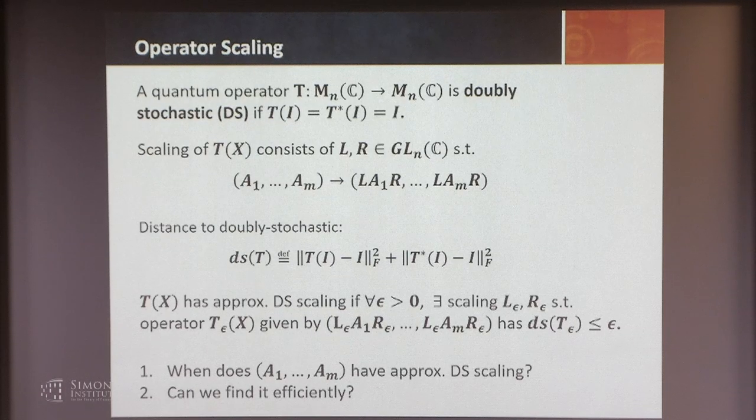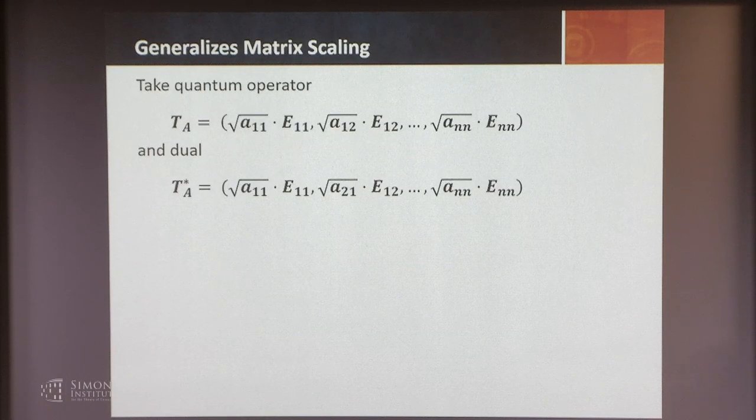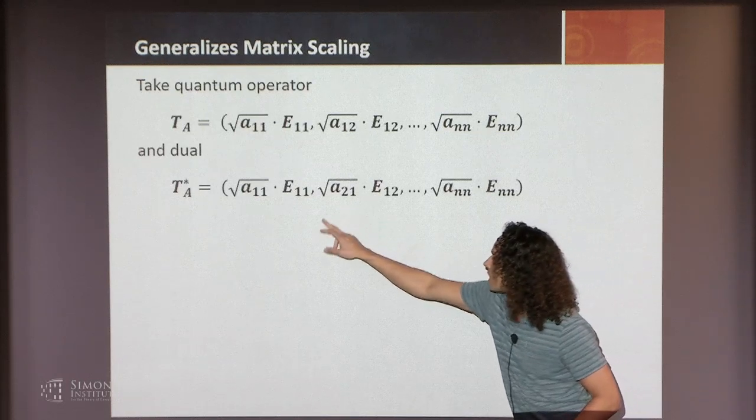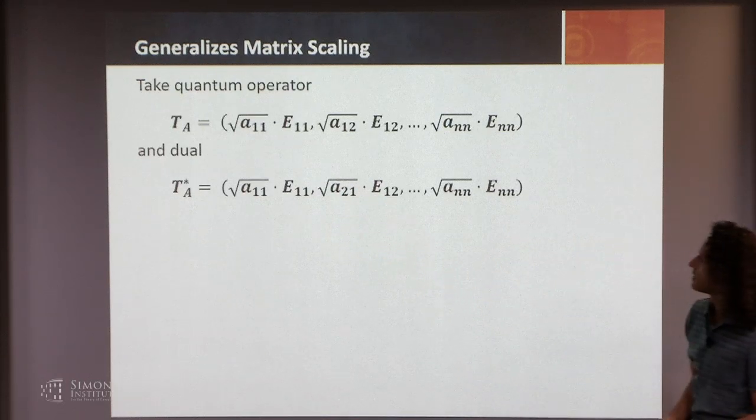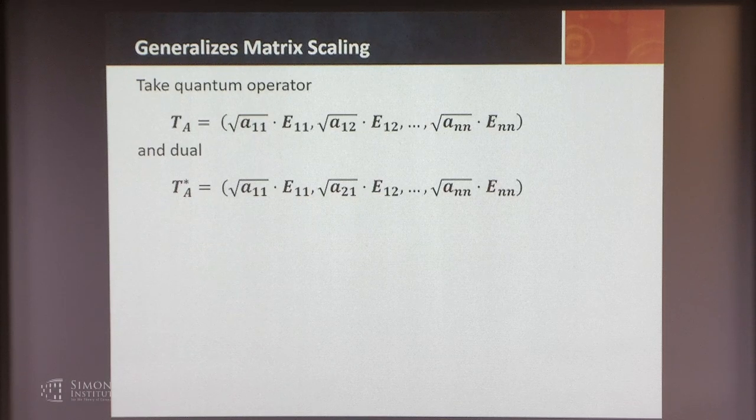So, now let's see how this generalizes matrix scaling. This would just be a nice, easy exercise that we're going to come back to later when we talk about Brascamp-Lieb. So, how does this generalize matrix scaling? Simply take this quantum operator given by the matrices A_i, which are going to be root of A_11 times the elementary matrix E_11, so 1 in the entry 11, root of A_12 times E_12, you get the pattern. And the dual map will simply be given by the A transpose. So now you have root of A_21 multiplying E_12. It's a very easy exercise.